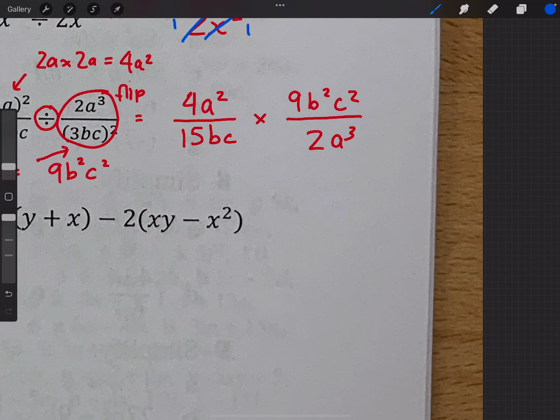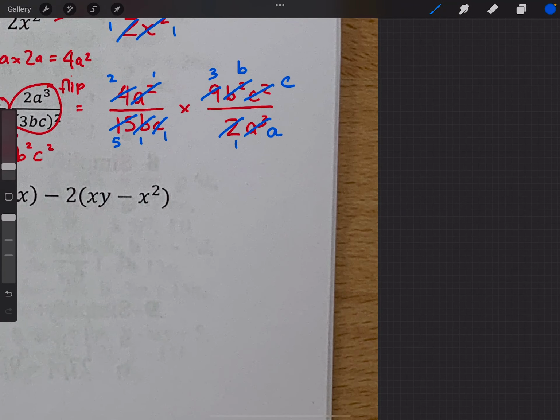Now we can simplify. We can look at the 2 and the 4. I can divide them both by 2. And look at the 9 and 15. I can divide them both by 3. 15 divided by 3 is 5. What else can I do? I can divide the top by a squared and the bottom by a squared. So this will be a. Divide the bottom by c, I get 1. And divide the top by c, and I get c. Divide the bottom by b, I get 1. Divide the top by b, I get b. And I think that's the best I can do.